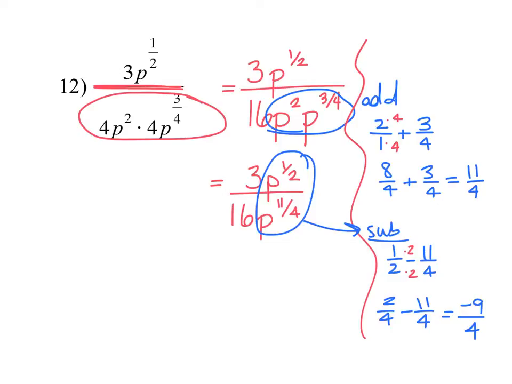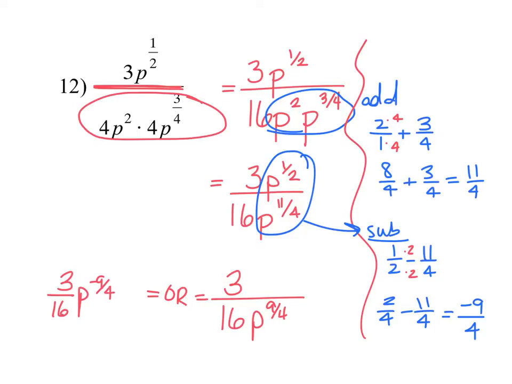There's a few ways for you to think about this or write your answer. Either you can say, because the bottom is bigger, my answer will end up on the bottom. So that's 3p to the 1, oh, not p to the 1/2. The p's are gone, I forgot that. 3 over 16 p to the 9/4. Or what I think that you might even like better is just to keep the exponent negative. So that's 3/16 p to the negative 9/4.